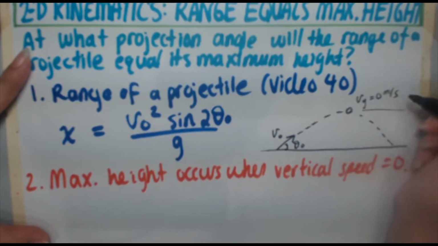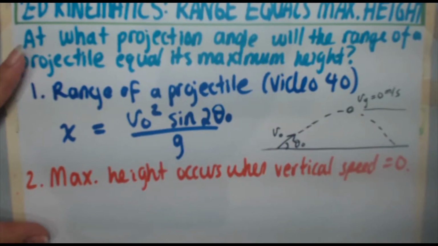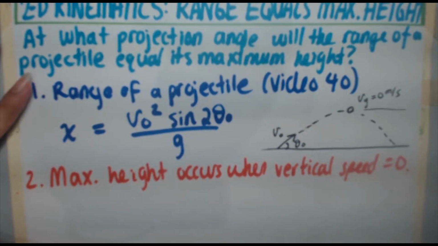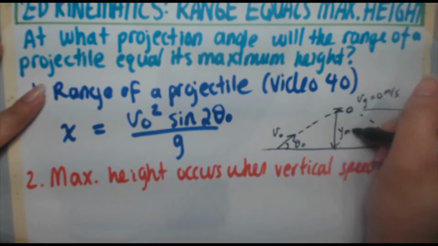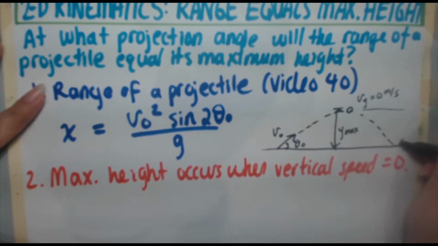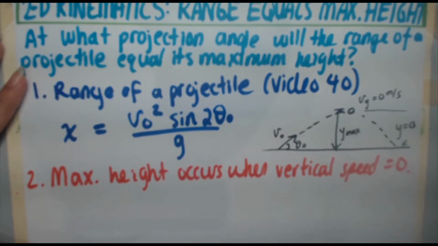We actually did something very similar to this in the previous video, number 43. So if you want, go check that out as well. But that's the idea. At the maximum height, the vertical speed equals 0. So we have to create an expression that allows us to solve for the maximum height. And that's this right here, y max, assuming that at the bottom here, your bottom y value is 0.